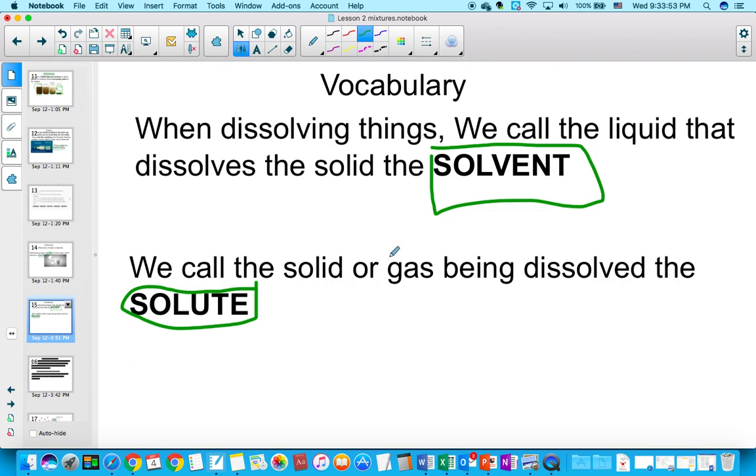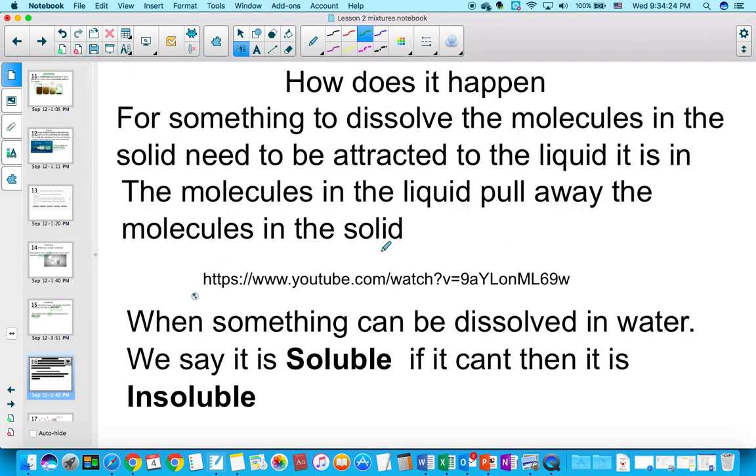Now you may also notice that I say gas. Gases can also be dissolved. An example of this would be Coca-Cola, right? When you open the Coke bottle, you hear that tss. That's the carbon dioxide gas basically escaping from the bottle. And it has been dissolved into the liquid. So the liquid Coke would be your solvent, and the carbon dioxide gas would be your solute, because it is dissolved in the liquid.